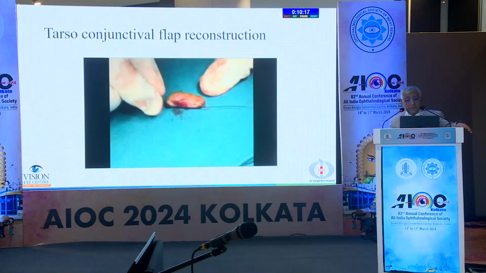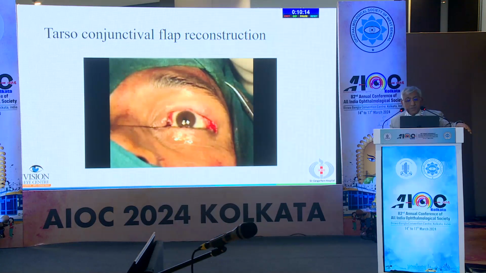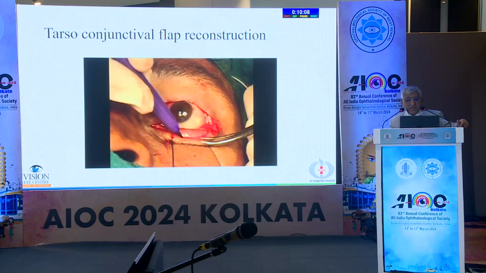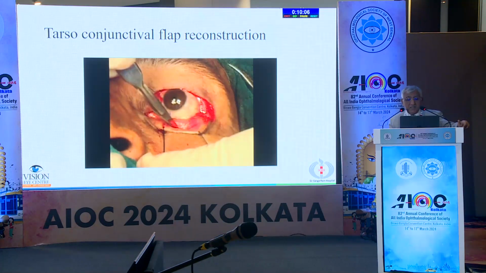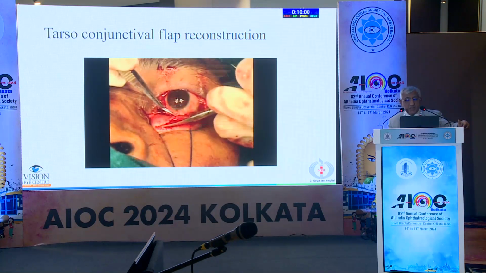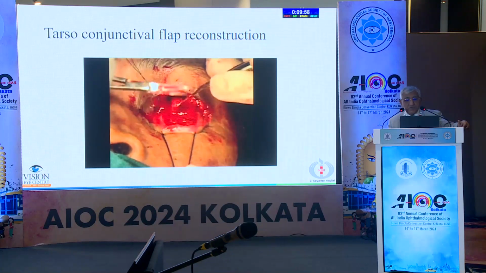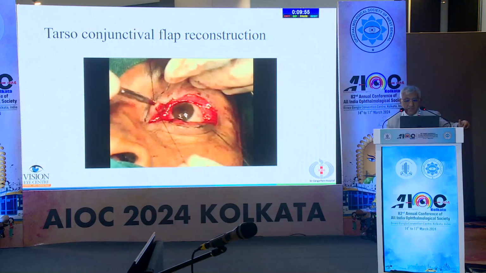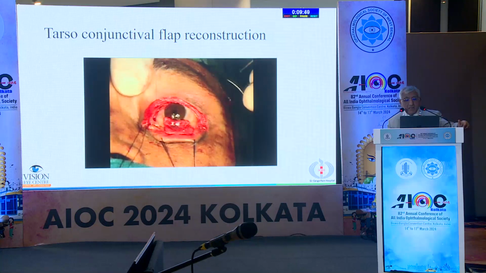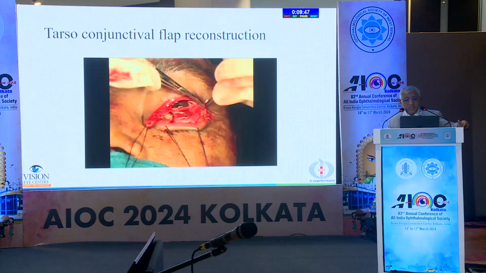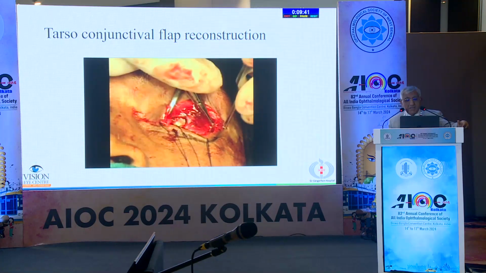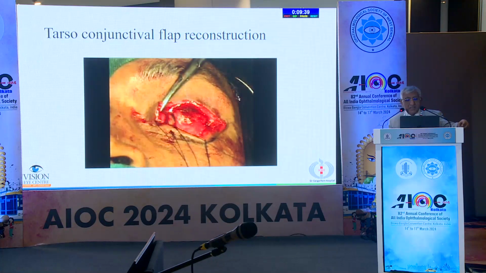And this is the defect, and the frozen section did show some involvement, so we sent in another one and waited for the report, and then we went ahead with the repair. Here we are taking a tarsoconjunctival flap from the lower lid, leaving the 3 to 4 millimeter zone near the margin to retain the intact vascular supply, and then we go ahead and repair the posterior lamina completely by suturing with a 5-0 Vicryl, and then anchoring the flap on either side.